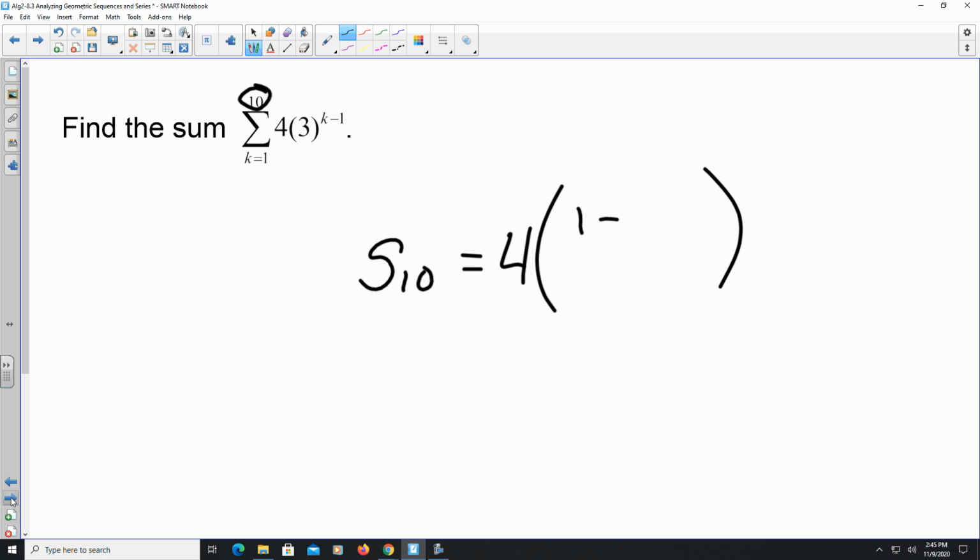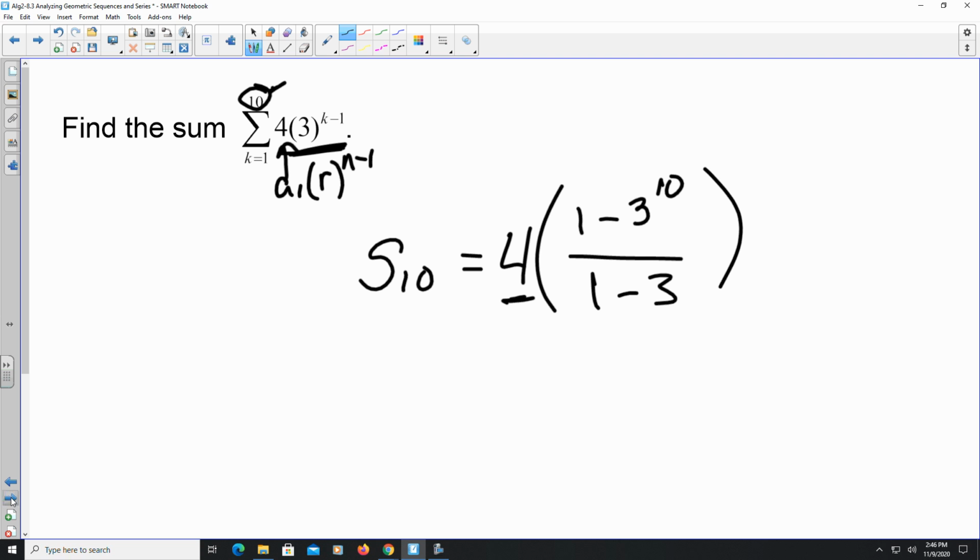Now, I can see that this kind of looks like my rule, a sub 1 times r raised to the n minus 1. So that's like what the rule is for a geometric series. So that's how I was able to conclude, oh, that's where I get 4. So this means that r must be 3. So this is going to be 3 raised to the n power. Well, there's 10 terms in that sequence, so it's going to be 3 to the 10th power, and it's going to be divided by 1 minus 3.